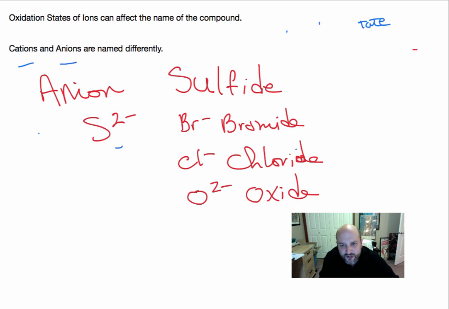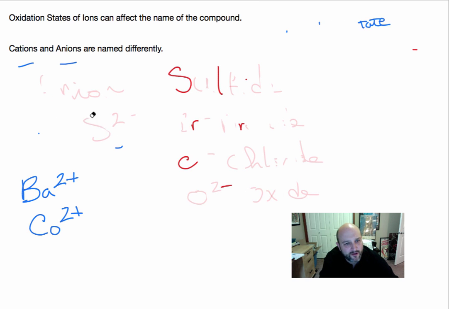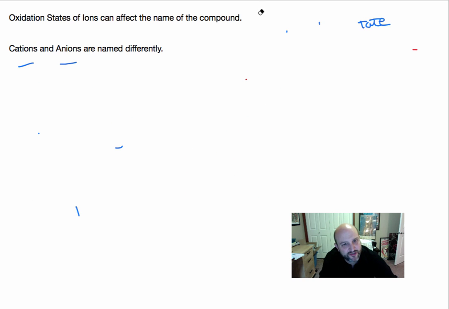Let me change colors here to talk about some examples of some of the cations we have. This one is just called, guess what? Just called barium. Now they might have more than one oxidation state. It gets a little tricky there. This is called cobalt. It gets a little trickier when there is more than one oxidation state, which there are in the case of metals.